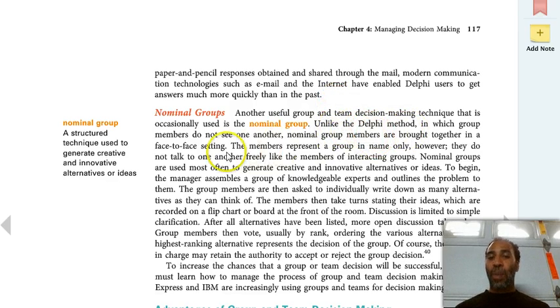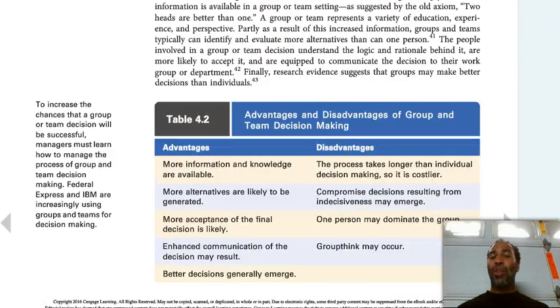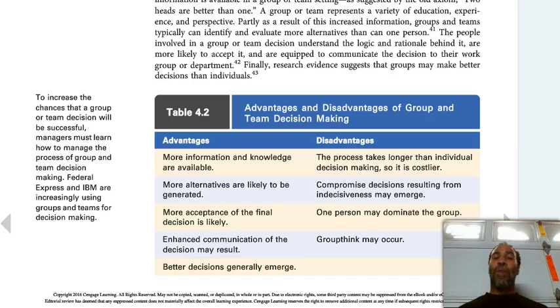Unlike the Delphi model, in which group members do not see one another, nominal group members are brought together in a face-to-face setting, right? So in Delphi, they don't see each other. In nominal, they're face-to-face. The members represent a group in name only. However, they do not talk to one another freely like members of interacting groups. Nominal groups are used most often to generate creative and innovative alternatives and ideas. So in these two, a lot of times they'll gather and garner your opinions and your ideas without them being influenced by other people, right?